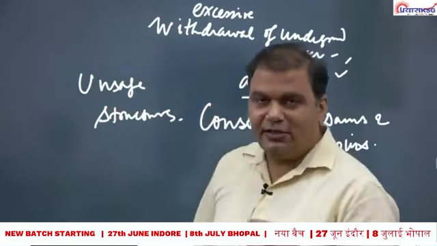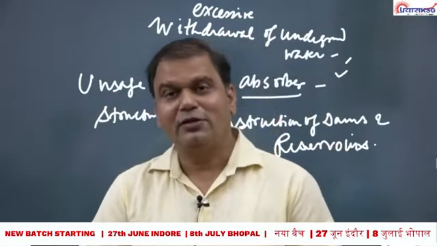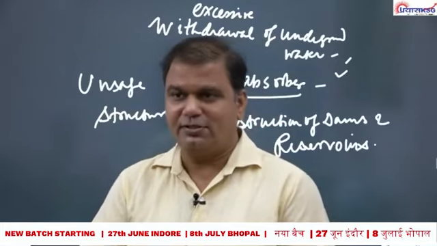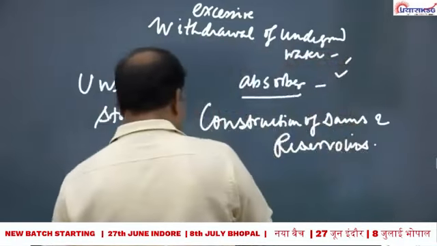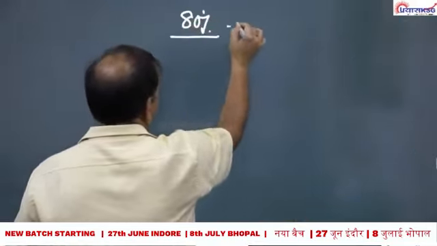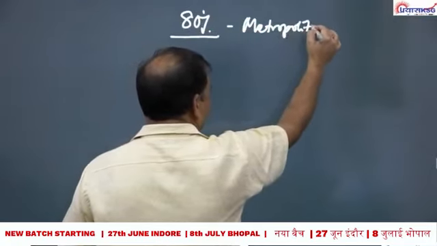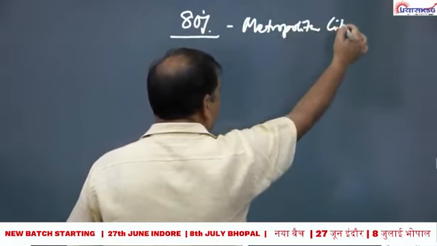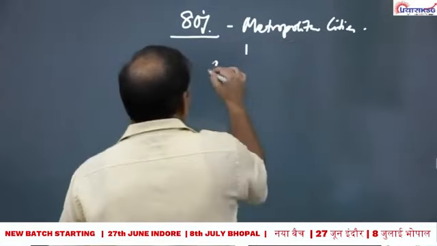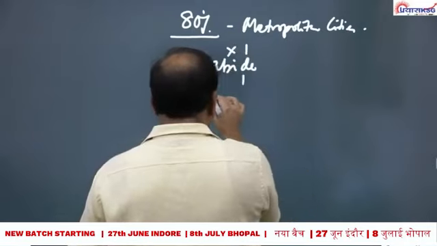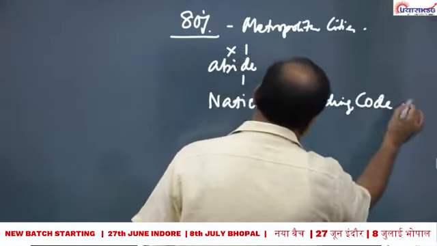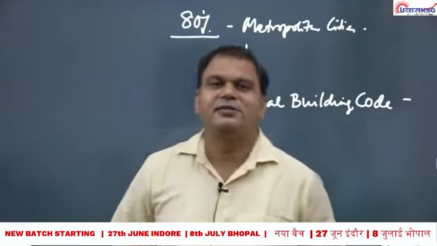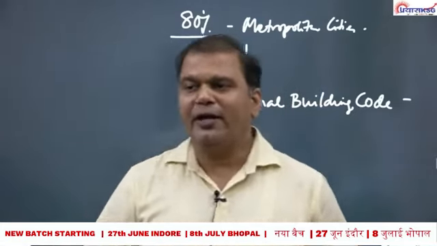Unsafe structures, etc. And here you'll cite one report, and the report is what? That more than 80% of structures in metropolitan cities of India do not abide by the National Building Code. National Building Code is nothing but a set of guidelines according to which the structure should be constructed. So they are not abiding by the National Building Code.